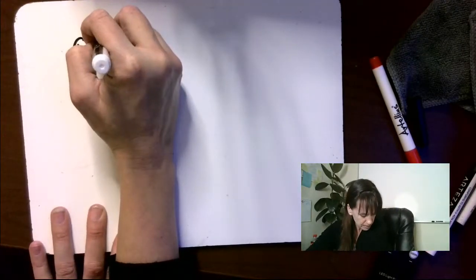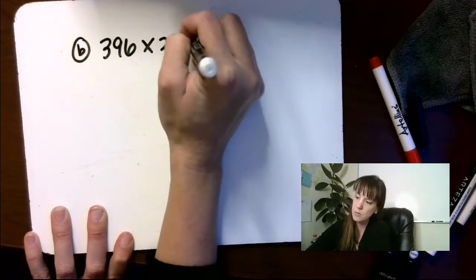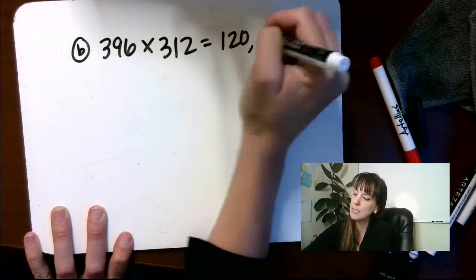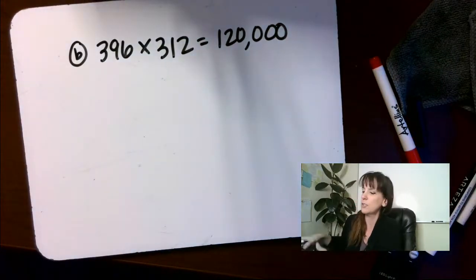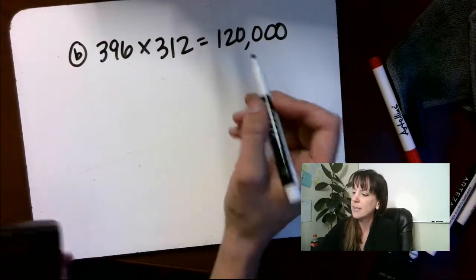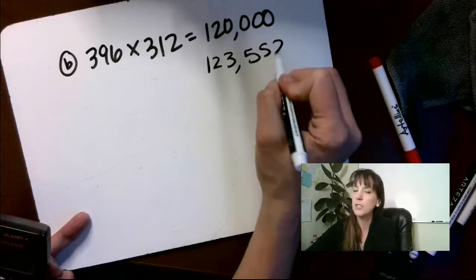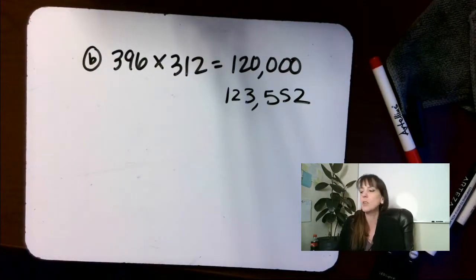We said 120,000. Let me see, 396 times 312. We estimated that to be 120,000. Let's look at the calculator. We would get 396 times 312. The actual answer is 123,552. So we were really close, right? So it's a good way to estimate.